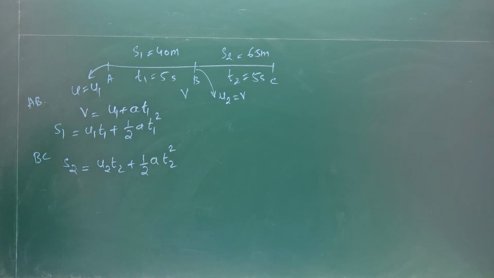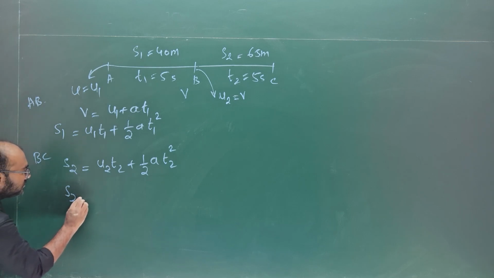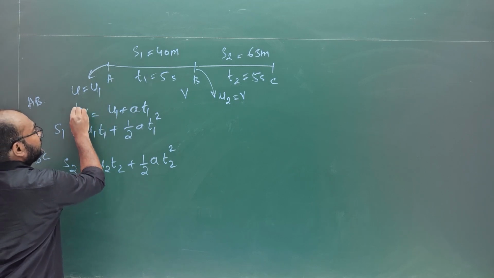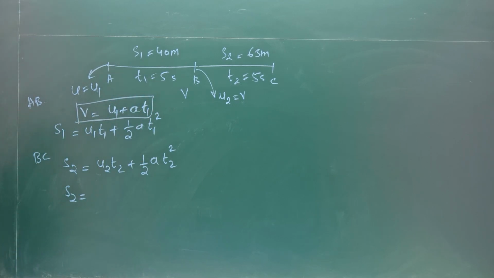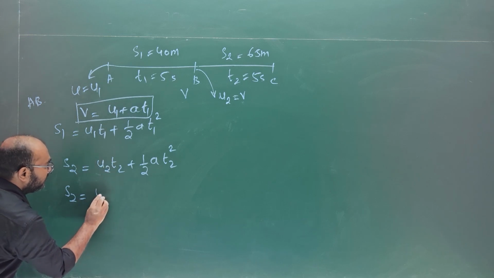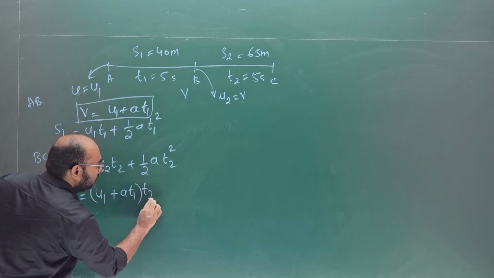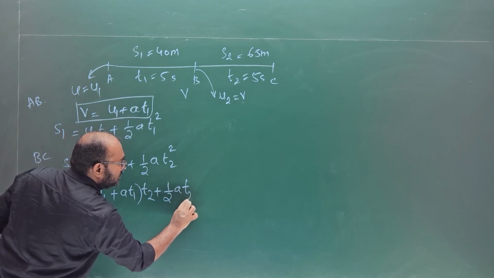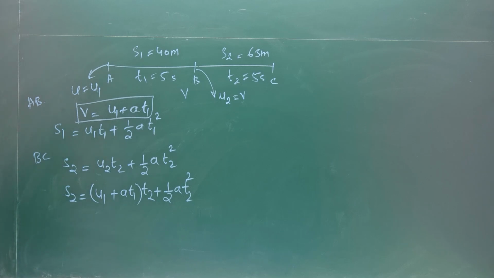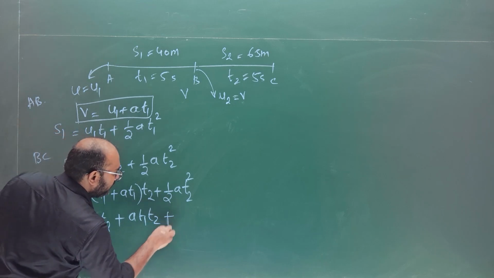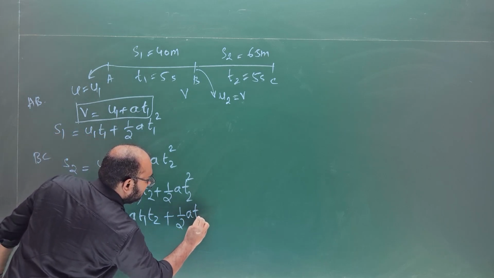Can I write like this? S2 is equal to U2 T2, U2 is nothing but V, and V is nothing but this one. So U2 is V, and V is U1 plus A T1, into T2, plus half A T2 square. Expanding this, S2 can be written as U1 T2 plus A T1 T2 plus half of A T2 square.